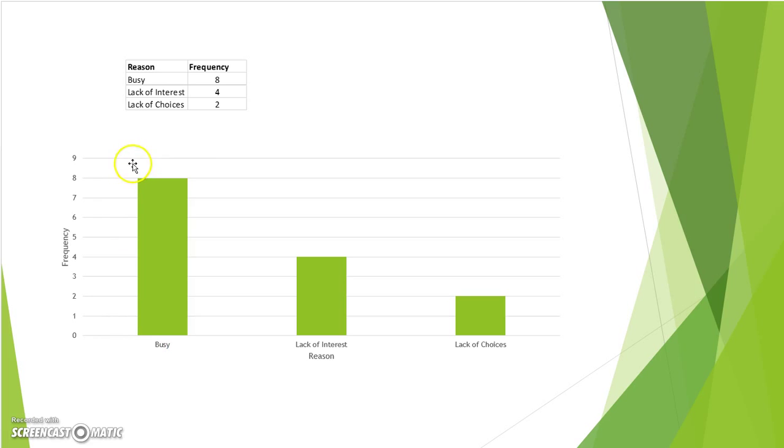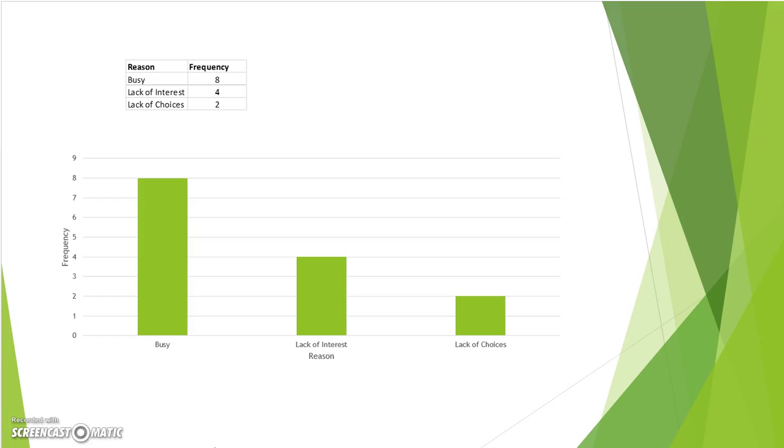As we can see here, the reason busy ranked the highest in this Pareto chart, followed by lack of interest and lack of choices. When I say busy, I mean busy at work and also busy at school, which means I did not have time to plan for my meal or think about what I have to eat for the day. Usually in this case, I'll just grab whatever is available, the food that was closest to me, just to make sure that I don't feel hungry for the rest of the day. So I consider this situation as busy.